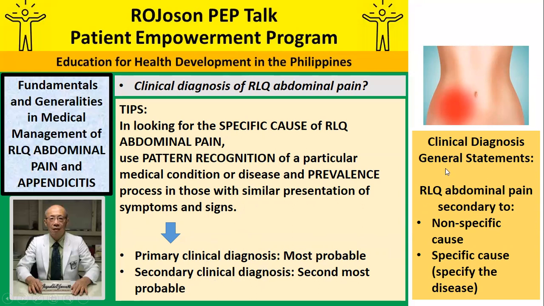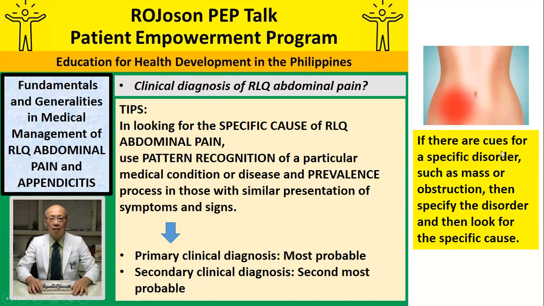Examples of general statements on clinical diagnosis would be the following. A patient presents with right lower quadrant pain. After doing the history and physical examination, and then using pattern recognition and the prevalence process, a physician can come out with such a statement. You can say the primary diagnosis is a non-specific cause, in which you cannot really identify a particular disease, and the secondary diagnosis is a specific disease, which you then have to specify. Or it can be the other way around: the primary diagnosis can be the specific cause, and the secondary diagnosis a non-specific cause.